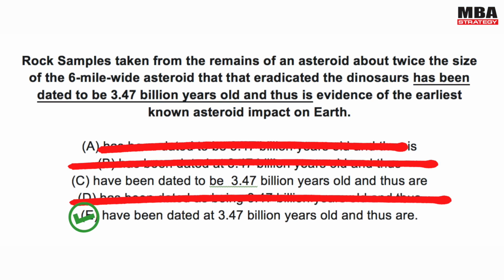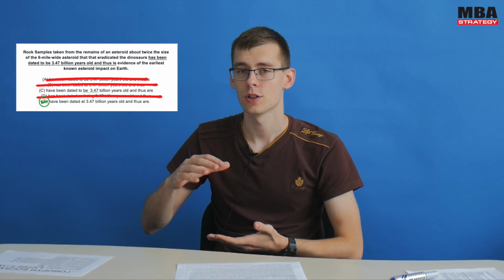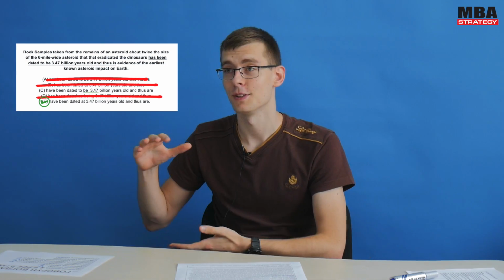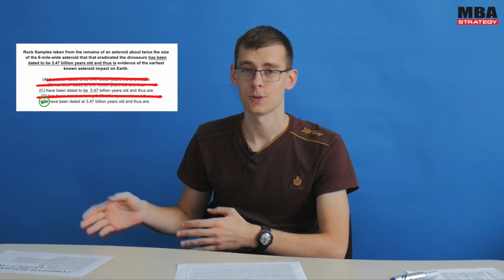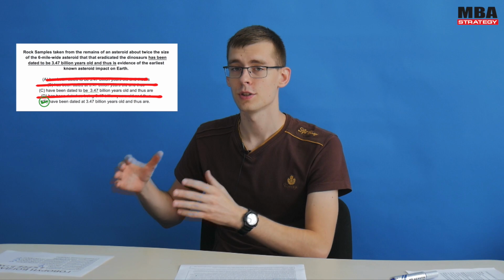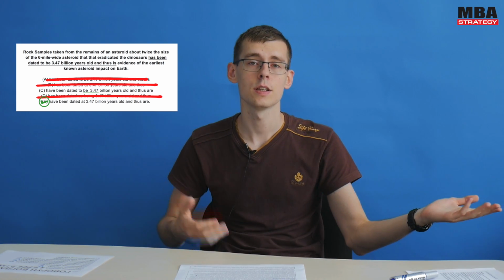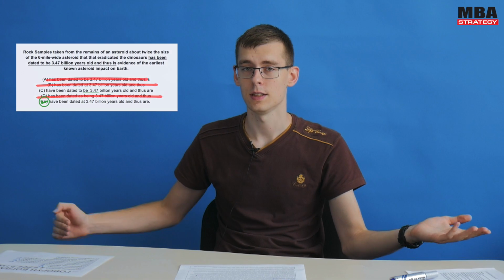Why? Dated at is usually used when we're talking about age. So dated at 3 million years, for example, is okay. But dated to is used with a certain historical date. So we could say this pyramid is dated to 5,000 years BC. That is acceptable. But in our case, it is obvious that we need dated at.